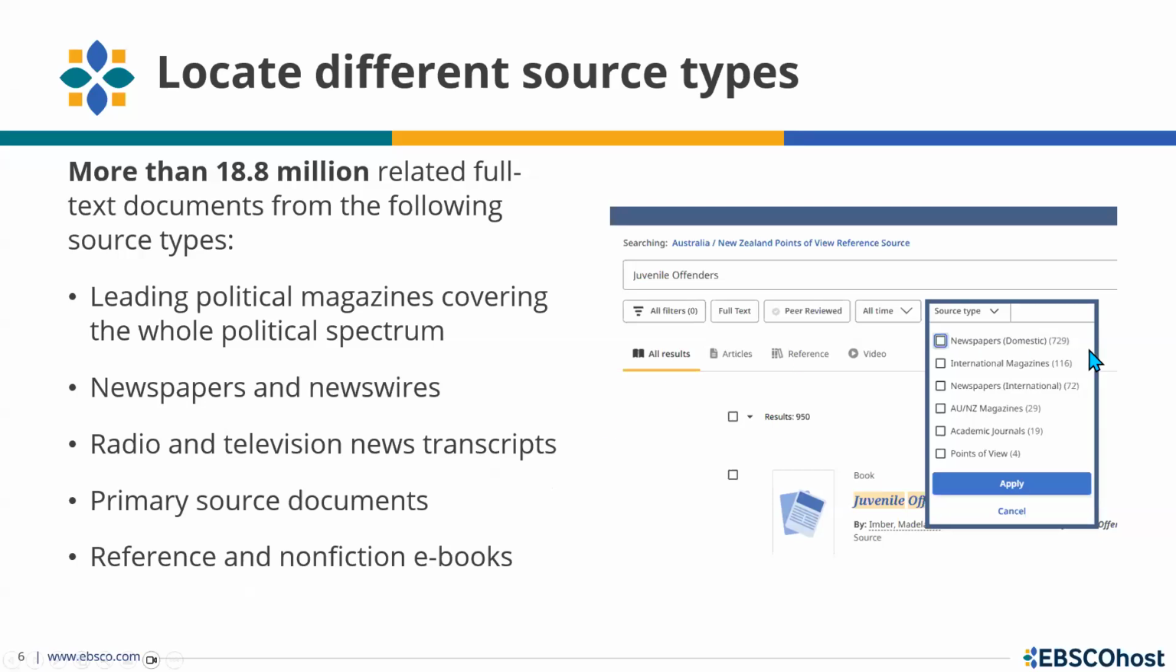Also, this is a screenshot from the resource as well, and I just wanted to highlight the different types of sources that you will find in this database. You will find some newspapers and newswires, articles from international magazines. You will also get international newspapers, so both domestic, as in Australia and New Zealand newspaper articles, as well as international newspapers, some local magazines, articles from academic journals, and the 4 points of view special documents.